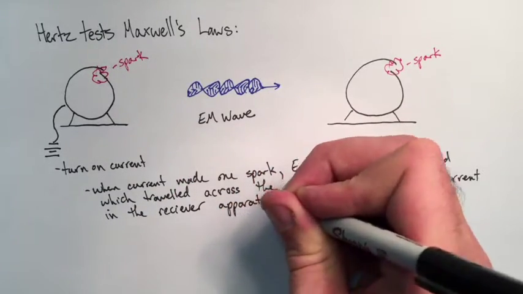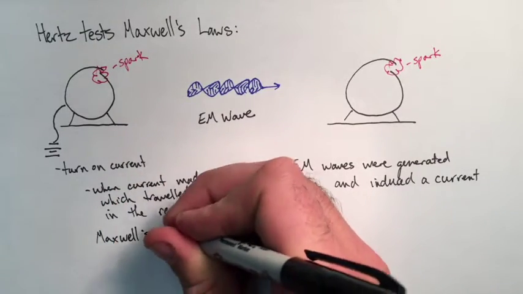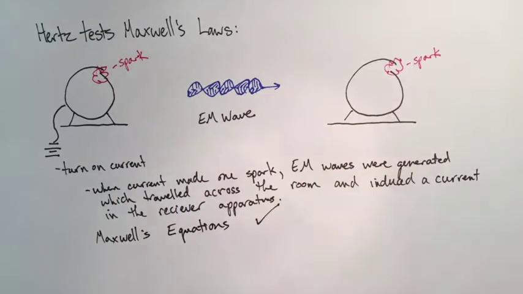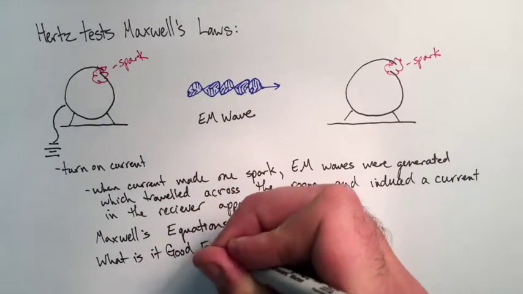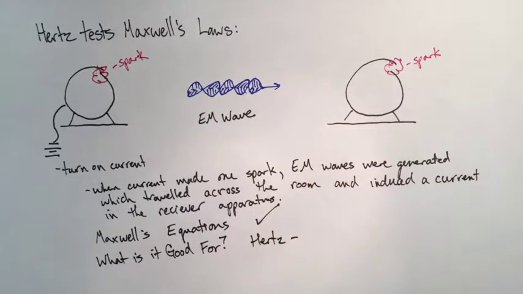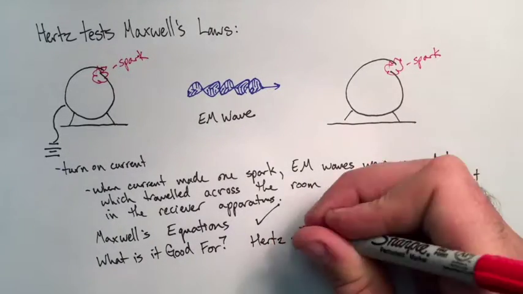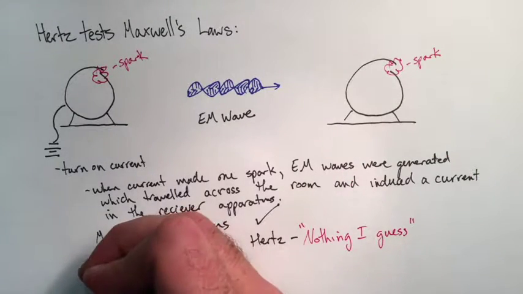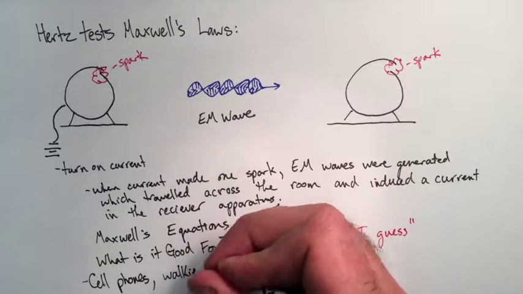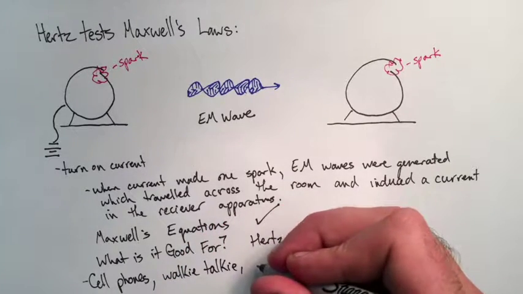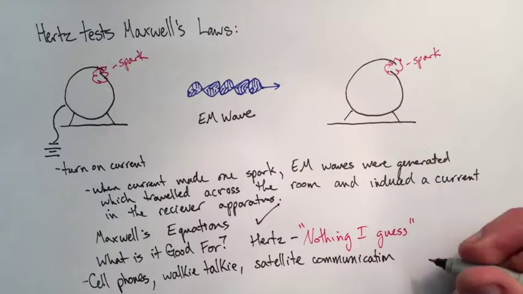So this was neat because Maxwell showed that if you have a changing electric field, it would induce a changing magnetic field, therefore creating that electromagnetic radiation. The students asked him, what is it good for? Hertz responded, well, nothing, I guess. But back in the 1850s, they didn't understand how the Industrial Revolution and our technology revolution would use this to invent a whole bunch of things we depend on today, like cell phones, walkie-talkies, anything wireless.